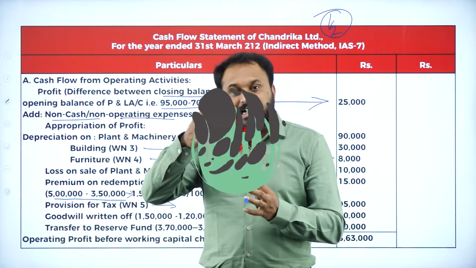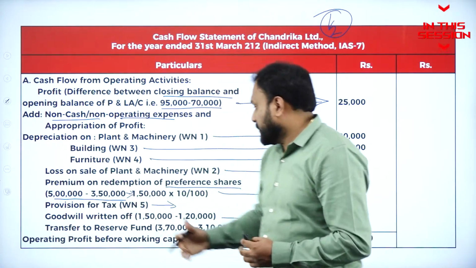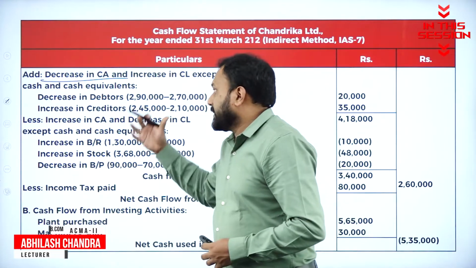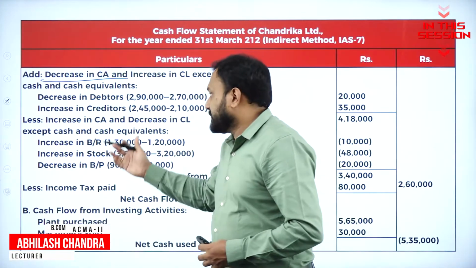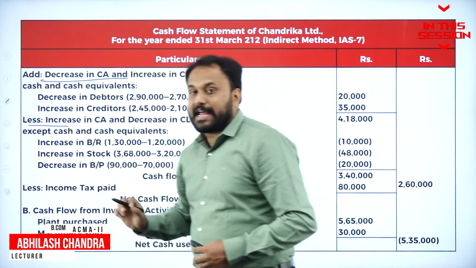The goodwill is, in the sense, current year minus previous year. Current assets and liabilities, when they are decreasing, you are supposed to add it. When it is increasing, you are supposed to subtract that.